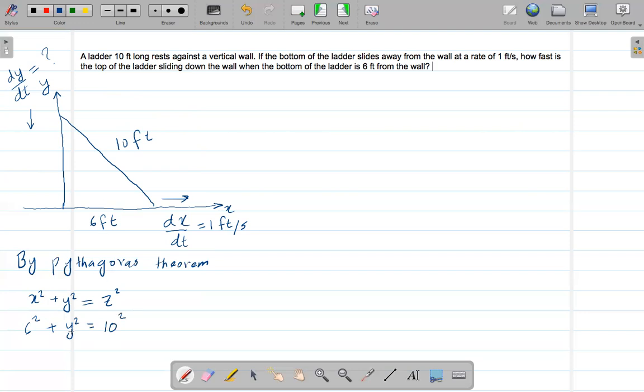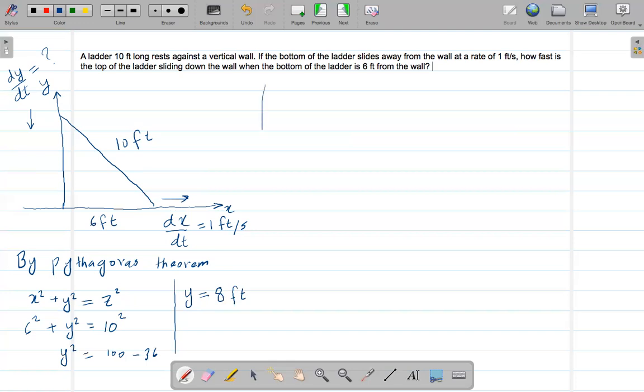All right, so now from here you can find, well, this is 36, so y squared is 100 minus 36. And then from here you'll get the y value. When you take the square root on both sides, the y you will get is 8, which is 8 feet.